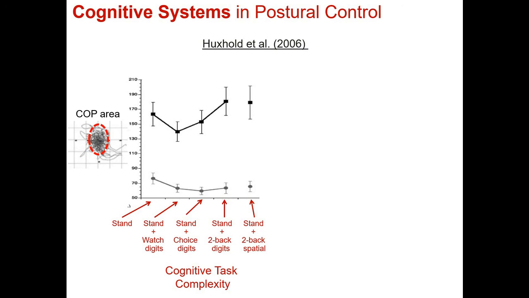In the first condition on the left, there's no cognitive task. In this condition, participants were just asked to stand while looking directly at a cross on a screen in front of them. In the next 4 conditions, we have the conditions that we introduced on the previous slide.